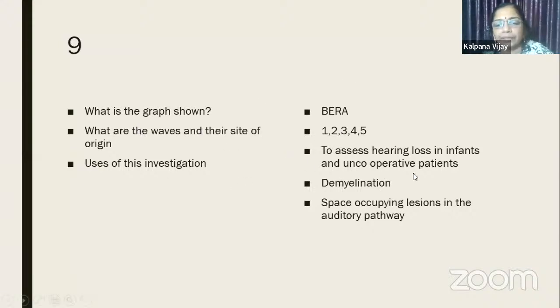One is hearing impairment in children and uncooperative patients, also to detect brainstem demyelination, or in acoustic neuroma or other space occupying lesion, the BERA will be prolonged even when the hearing is not much affected. So in demyelination, as well as in space occupying lesion of auditory pathway, that is the most common use in neurology, but in infants it can be used to assess the hearing loss. There they will do it at different decibels of intensity. So if it is not obtained at 30 or 35, then we'll take it as abnormal.